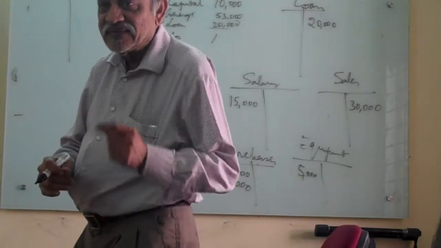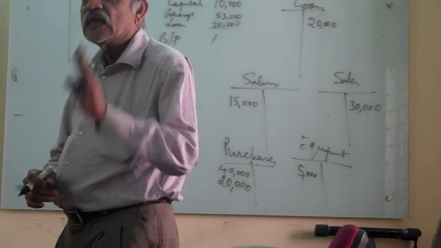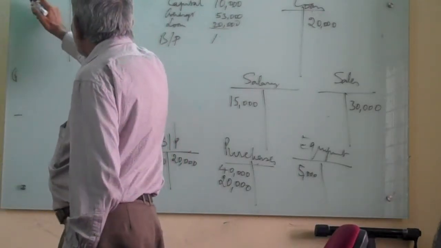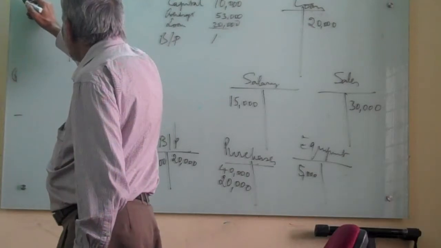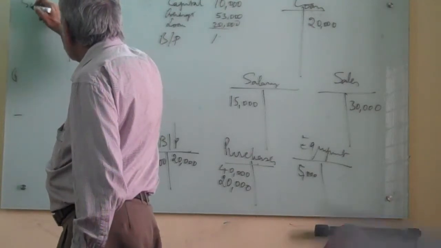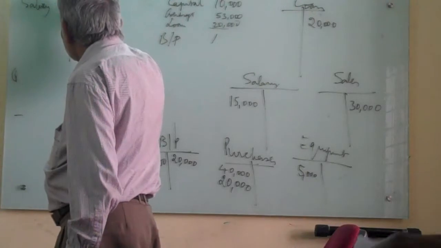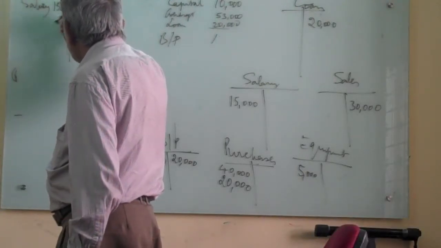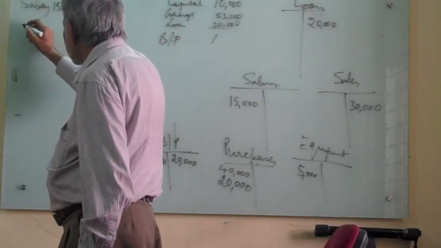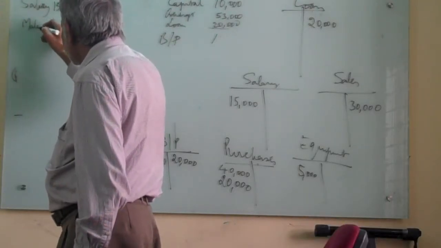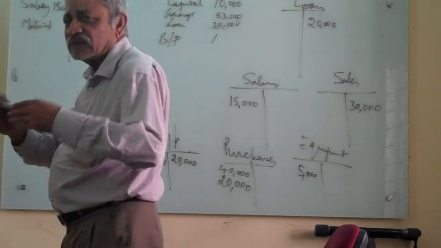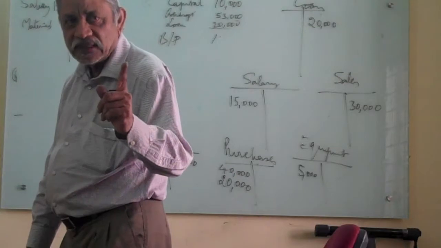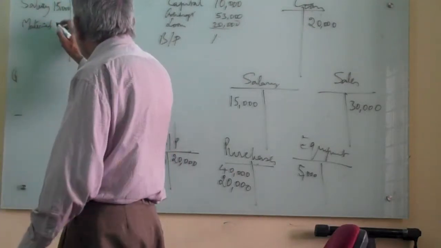So whenever I say expenses, I mean cost. Starting with the first one, what? Salary is 15. Yes. And then what? Purchases. That is materials. You write the word materials, materials purchased, for clarity. How much? Materials purchased, 60,000.